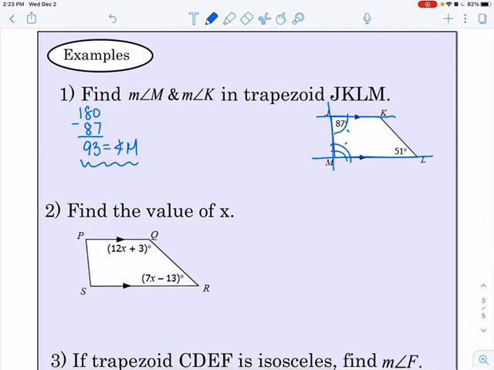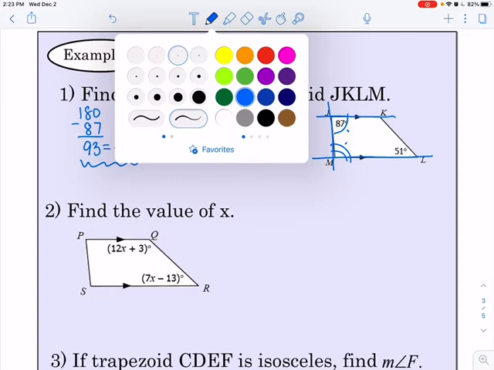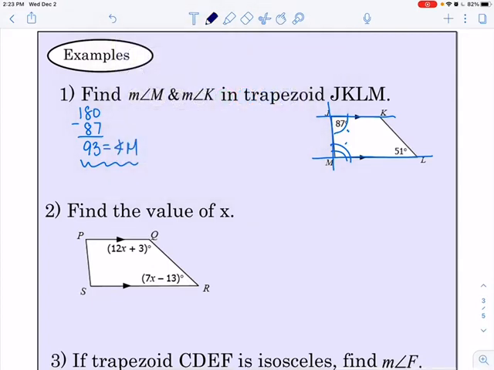Okay, and on the other one, we want to find the measure of angle K, and the same thing is going to happen on the opposite side. I'll change colors. Again, we're still going to have our pair of parallel lines, but this time, this is my transversal, which is going to make the angle marked 51 and angle K supplementary. So again, if I take my 180 and subtract out 51, because again, interior angles on the same side of the transversal are supplementary, I'll end up with an answer of 129. So 129 is going to equal the measure of angle K.